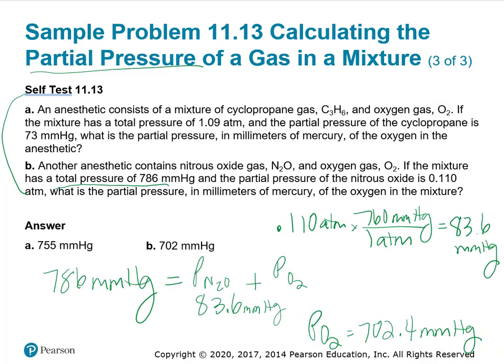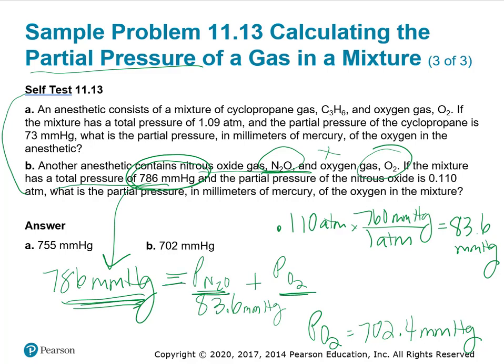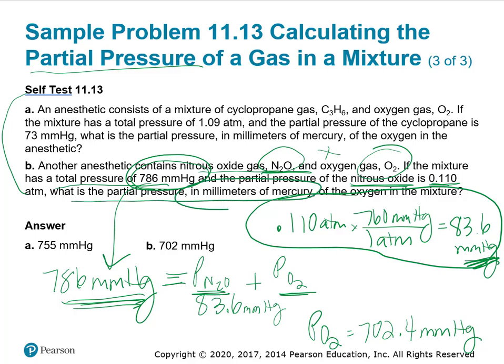This one says another anesthetic contains nitrous oxide gas and oxygen gas. So those are the two in our mixture. The mixture has a total pressure of 786 millimeters of mercury, so that's my total. And we know that the total is equal to each gas added to one another. The partial pressure of the nitrous oxide is 0.110 atm. I took the 0.110 atm and converted it into millimeters of mercury because it asks for the partial pressure in millimeters of mercury of the oxygen.